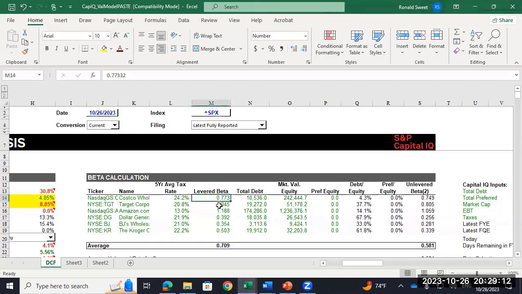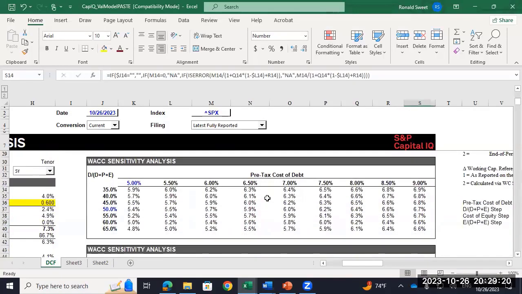They bring in their betas. I wouldn't think Target would be above 1. Their debt, their market value. So they're bringing some data on them.